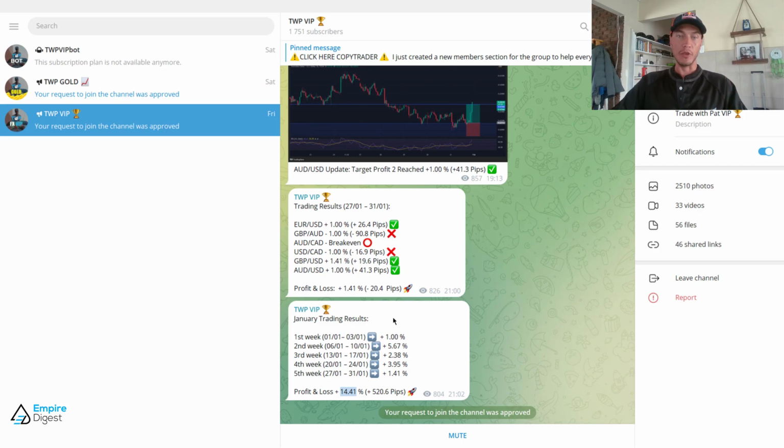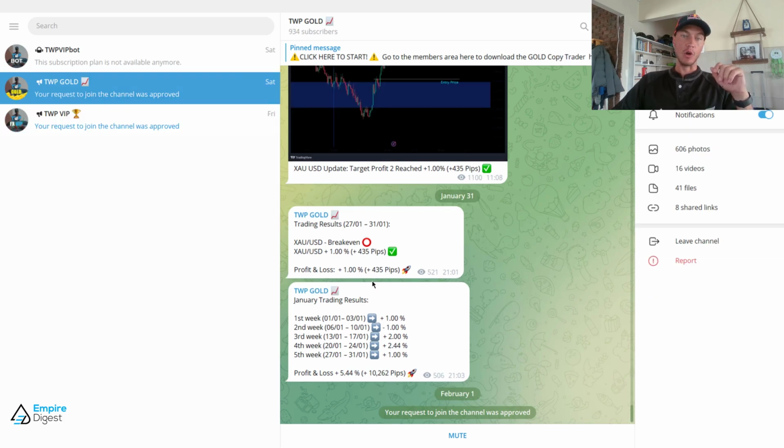So that is on me. But for the group, for the whole of January on the Forex side, there was a 14.41% account growth, banking 520.6 pips. And on the gold side, another 5.44% account growth, banking 10,262 pips.